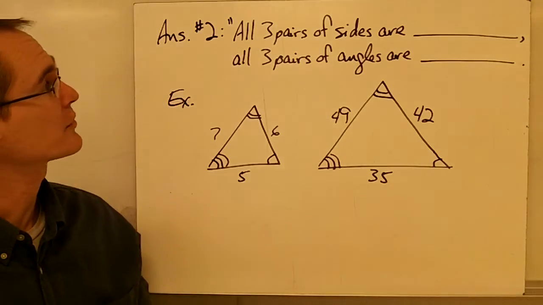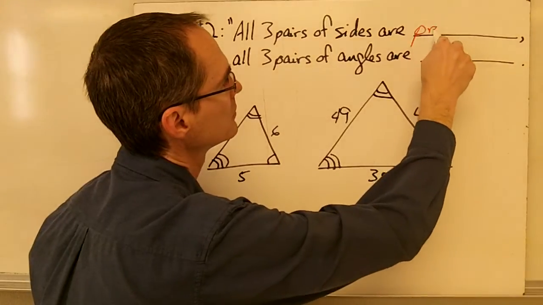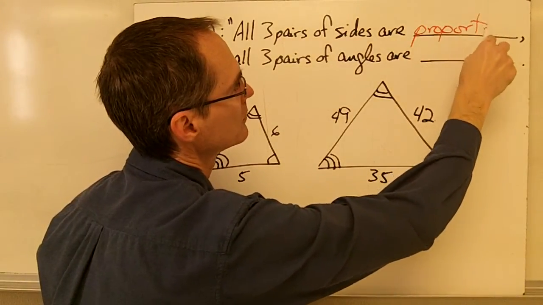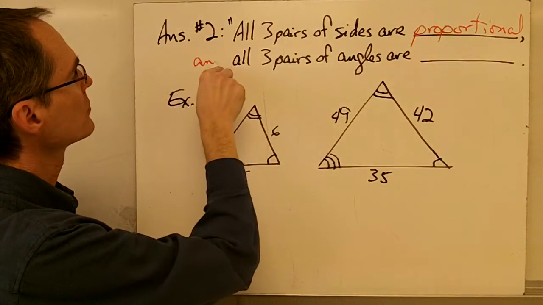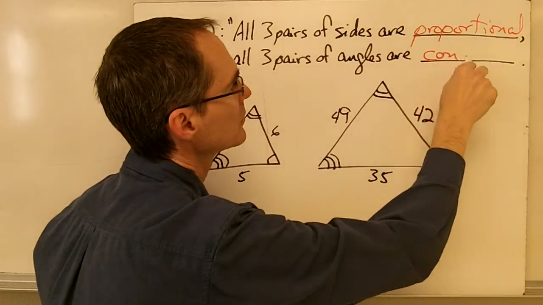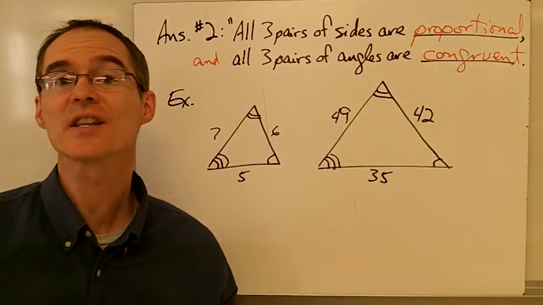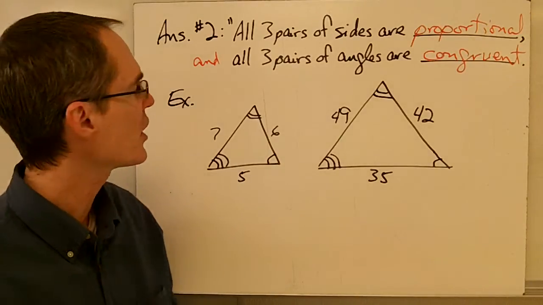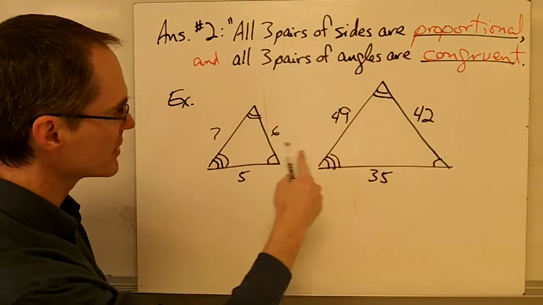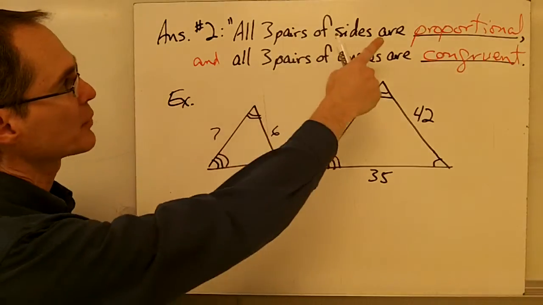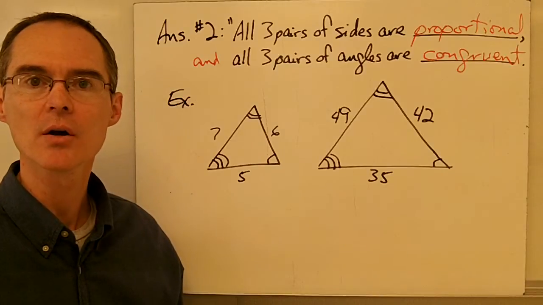Answer number 2, how do you know two triangles are similar? If all 3 pairs of sides are proportional, and all 3 pairs of angles are congruent. And we've seen this before. This is essentially the definition of similar triangles. So, for example, if you happen to have a pair of triangles and you have markings on the triangles that indicate that all 3 pairs of sides are proportional and all 3 pairs of angles are congruent, then you know those two triangles are similar.